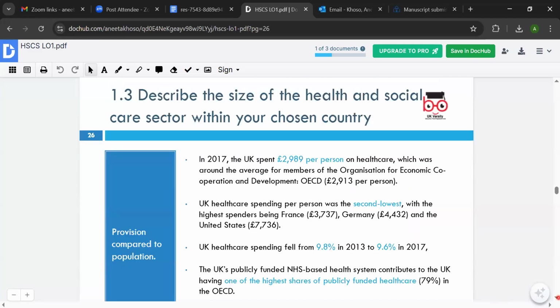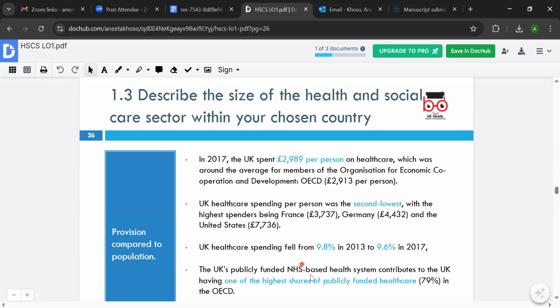Then we go on to describe the provision compared to population. In 2017, thank you, Tayo and Joshua, the UK spent approximately 3,000 per person on healthcare, which was around the average for members of the OECD countries. UK healthcare spending per person was the second lowest, with the highest spending being France, Germany, and the United States.